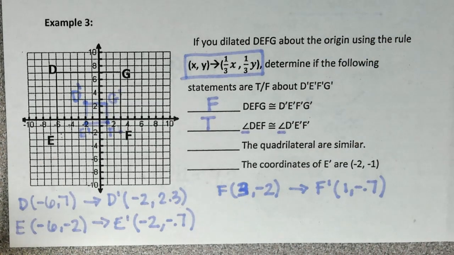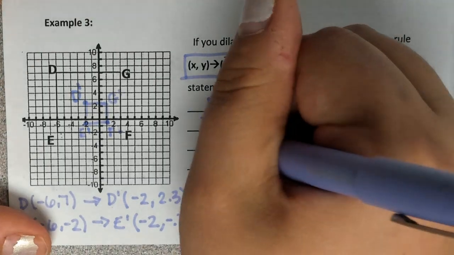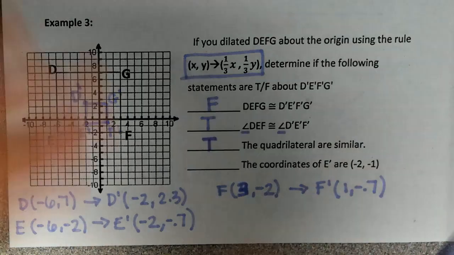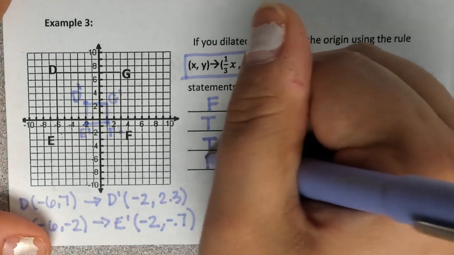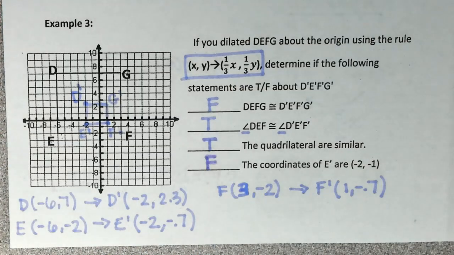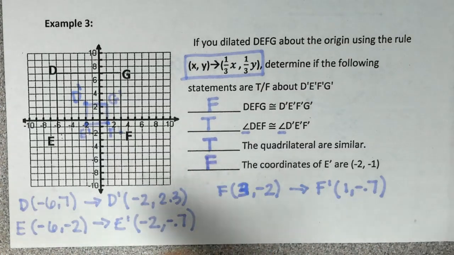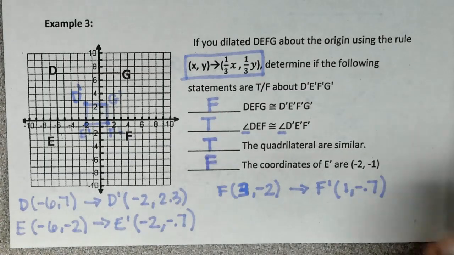Are these quadrilaterals similar? Yes. I multiplied both x and y by 1/3. They're similar. Is the coordinate of E prime -2, -1? No. I mean, if you rounded it, yeah, but no, it's not. Would you have been able to get that last one right if you had not multiplied these by 1/3? So just be careful. Okay?